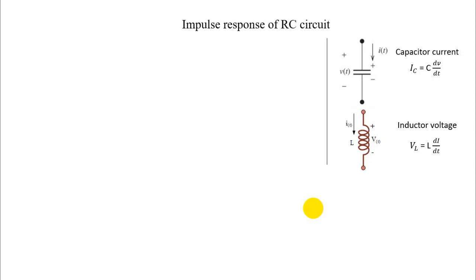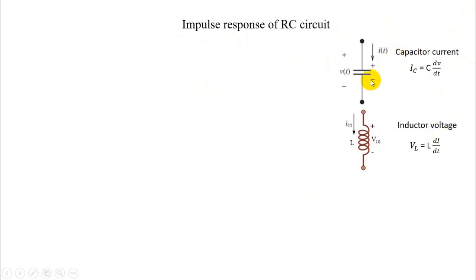In this video, I will discuss how to determine the input-output relation and the transfer function of an electrical system. In this lecture, I will discuss the RC circuit. The first thing we need to know is how we determine the capacitor current and inductor voltage.